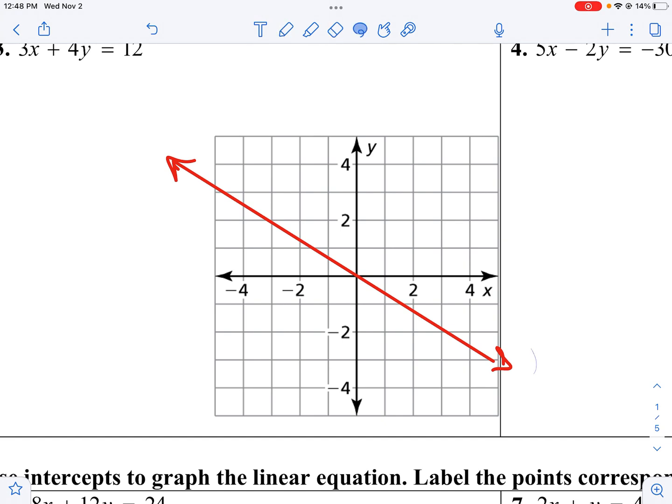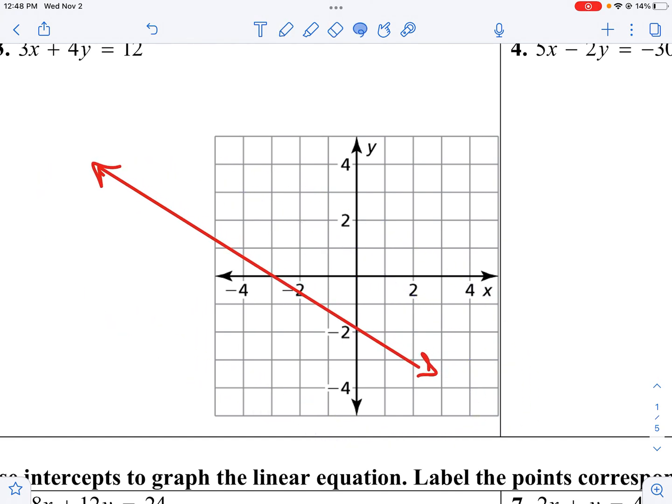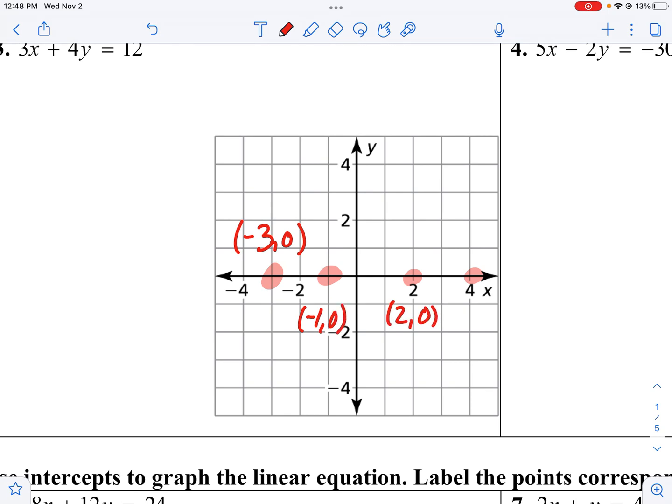So for example, I could have an x-intercept right here. That's the point where my line crosses the x-axis. And I could cross the x-axis at a lot of different points. I could cross anywhere on this x-axis. So I could cross at, let's say, -3, 0, or -1, 0, or I could cross at 2, 0, or I could cross at 4, 0.